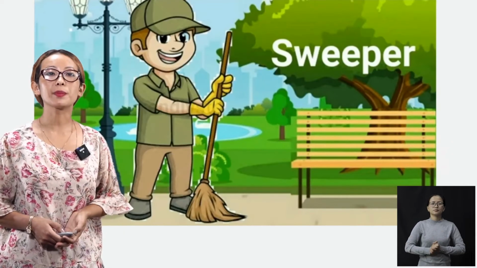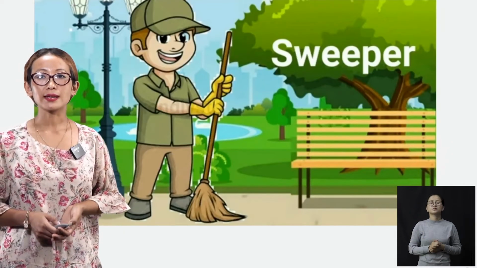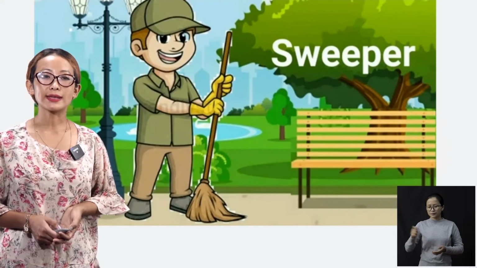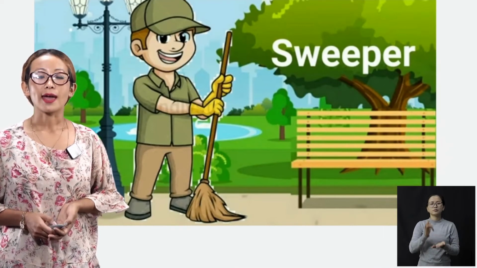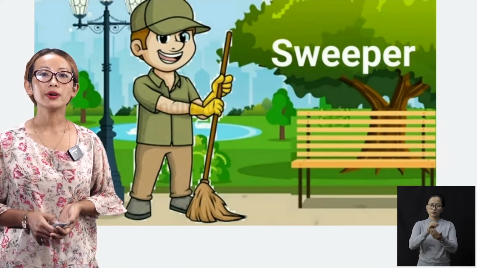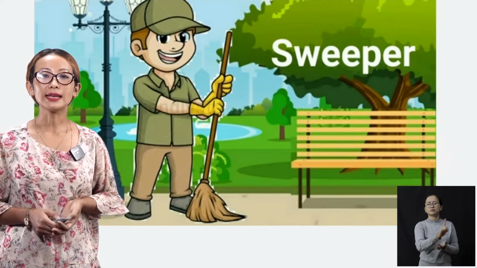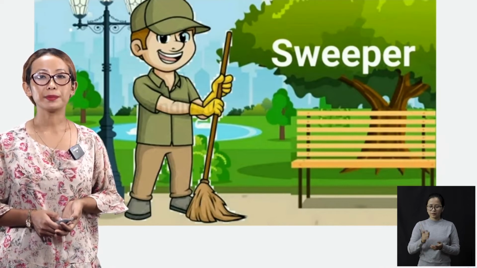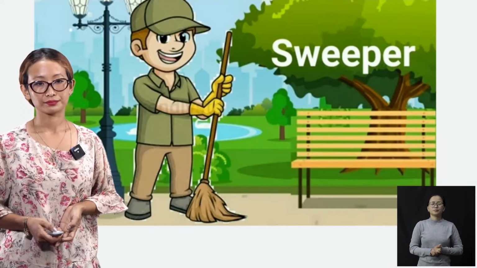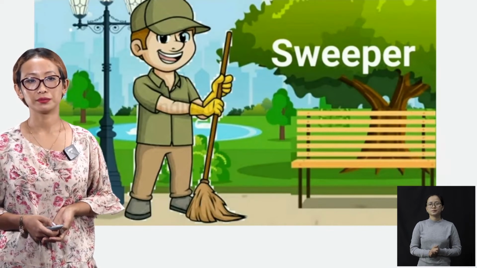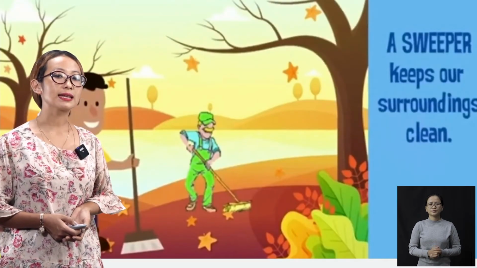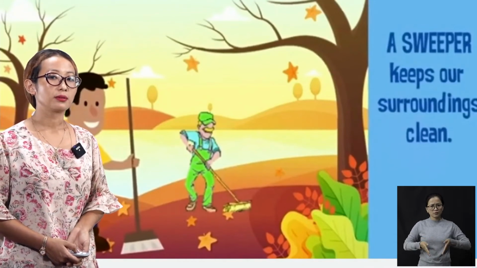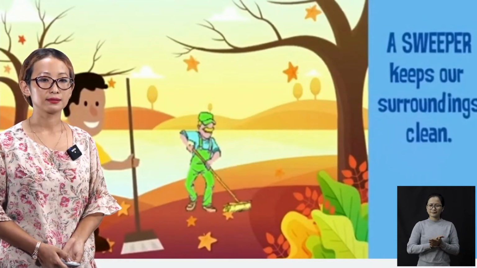The next one is a sweeper. A sweeper is a person, a community helper who helps us by sweeping the streets and the roads in our locality, and the sweepers help us by keeping our surroundings and our locality neat and clean. The sweeper uses a broom to sweep the streets and the floor, and even the roads too. You can see there on the picture a sweeper sweeping the roads, keeping the surroundings neat and clean.